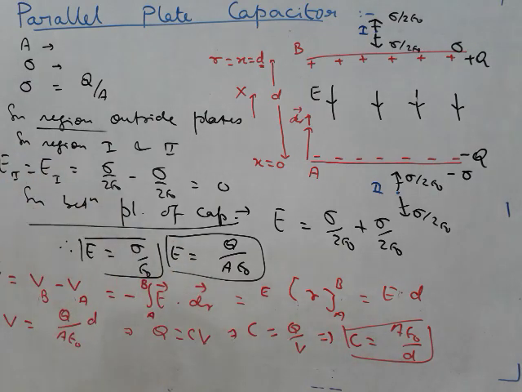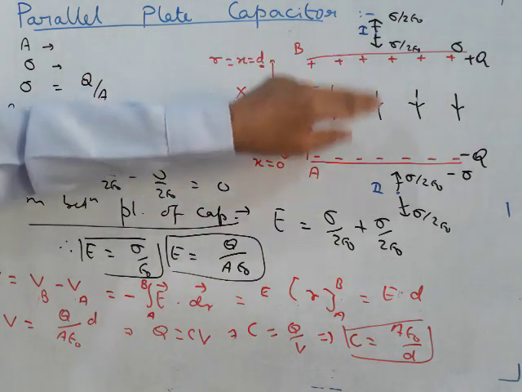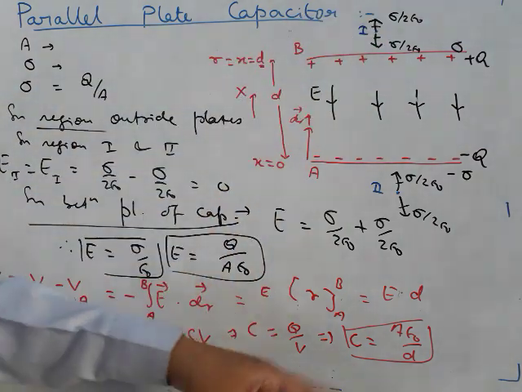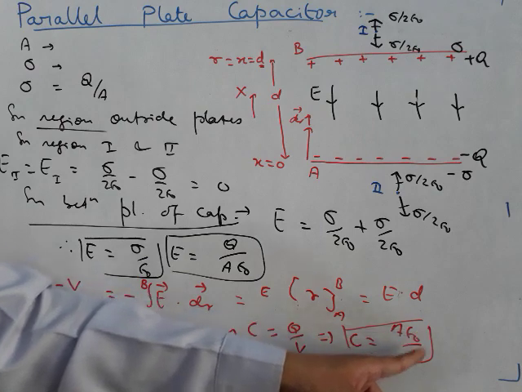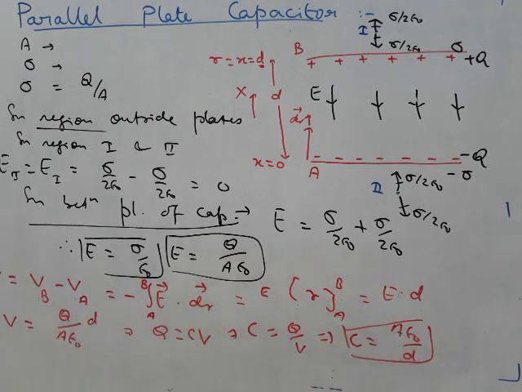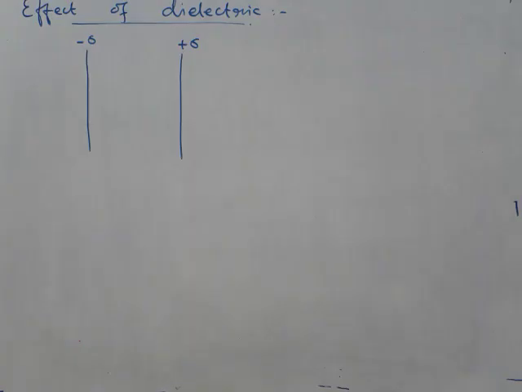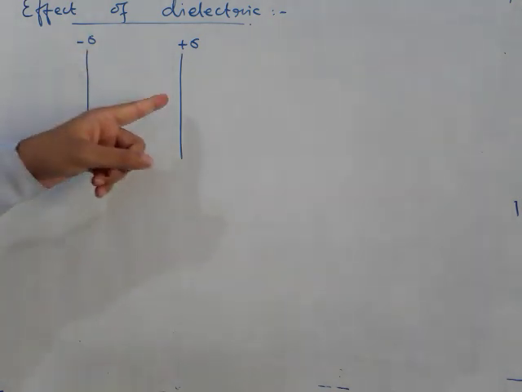We will see afterwards that if this gap between the plates is filled with a dielectric, the formula will change to C is equal to A epsilon naught times K upon D. Next, let us quickly see what would be the effect of inserting a dielectric between the plates of the capacitor.